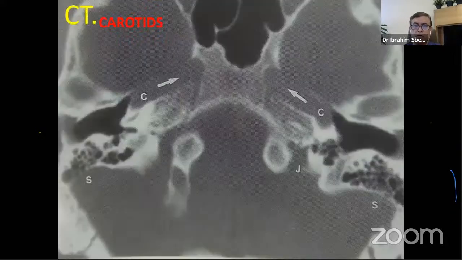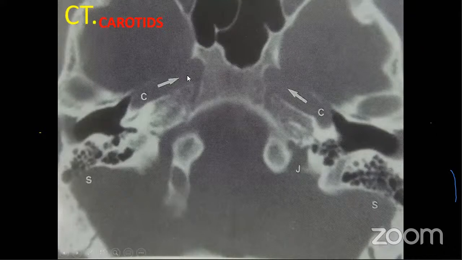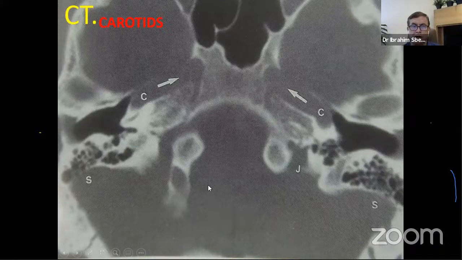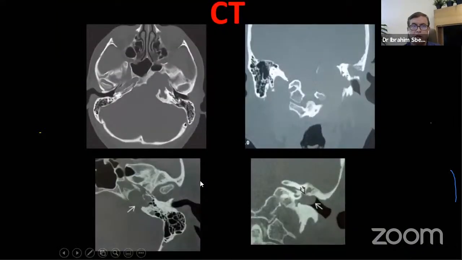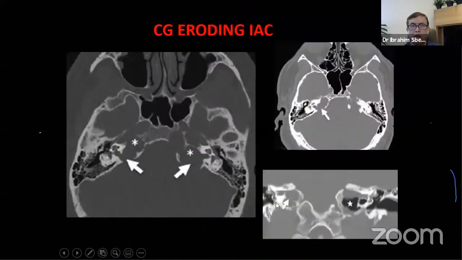What about the images? I'll concentrate on the images that I have from my series. But basically, what you want to see in these CTs and MRIs are the structures that interest you and that you need to know about before embarking on surgery. One of them is this petrous carotid outline. You want to see if there's any destruction, and usually there is. You want to see if there is eroding of the internal auditory meatus, and there is.